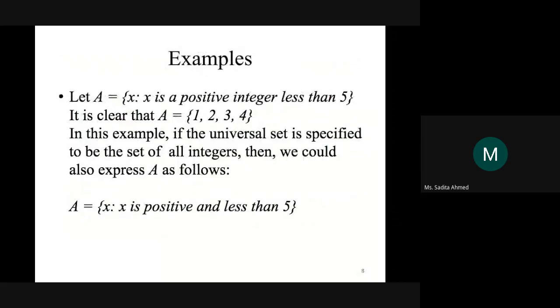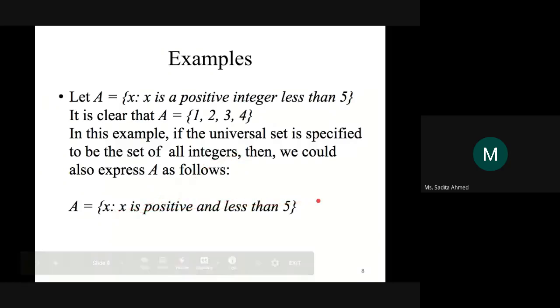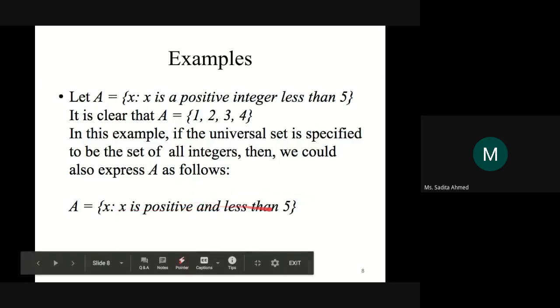Right. So in this example, the definition that we have here can also be represented in a different manner if the universal set is specified. Let's say they specified that the universal set is the set of all integers. In that case, we can rephrase the characteristic or the predicate and say that x is positive and less than 5.